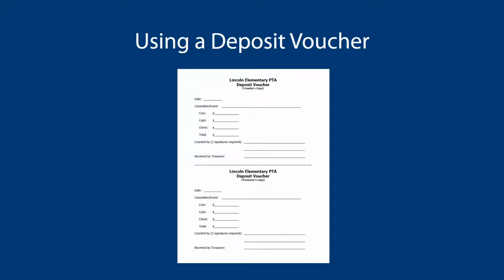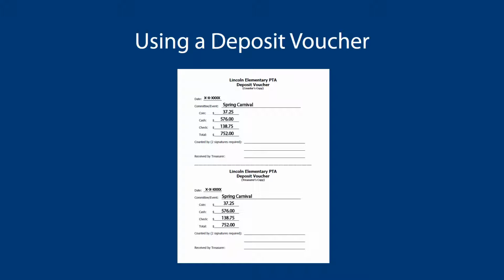When using a deposit voucher, your two money counters will fill out the date and the event or budget line that the income will be counted towards. When the two counters have agreed on the amount of money collected, they will fill out the top portion of the deposit voucher, indicating the amount of money collected as coins, cash, checks, and the total amount collected.